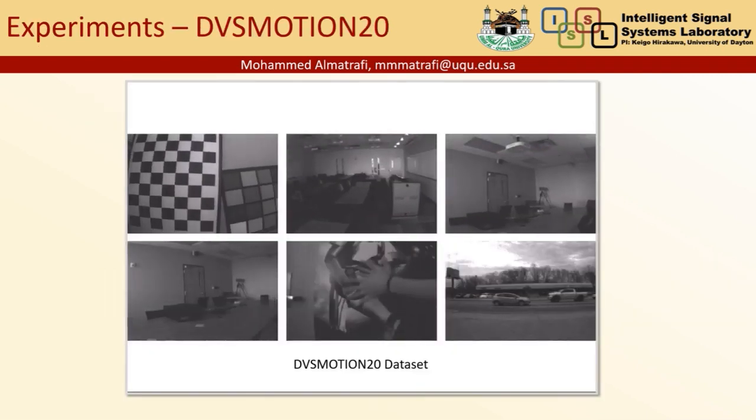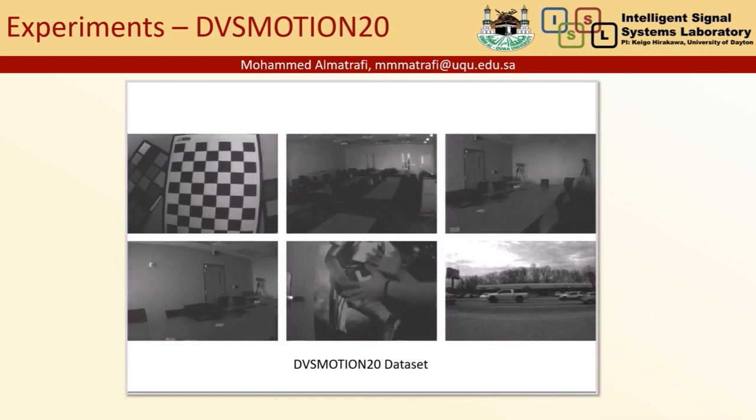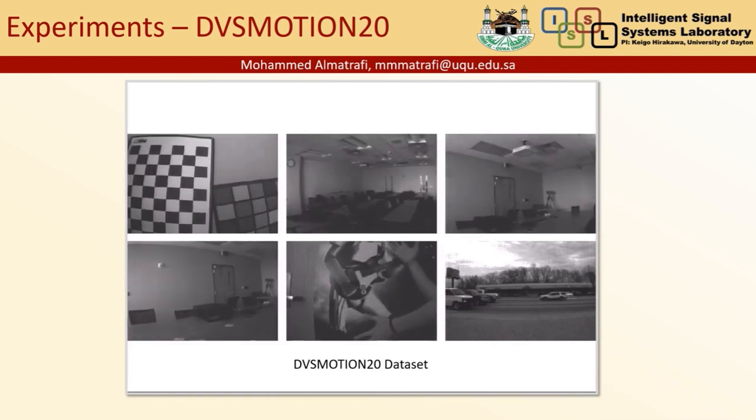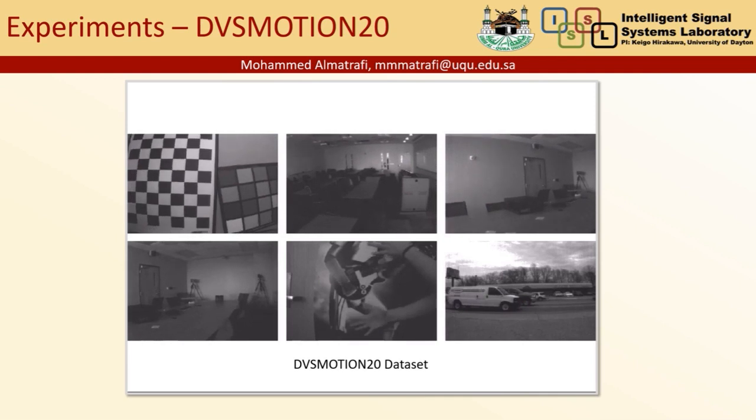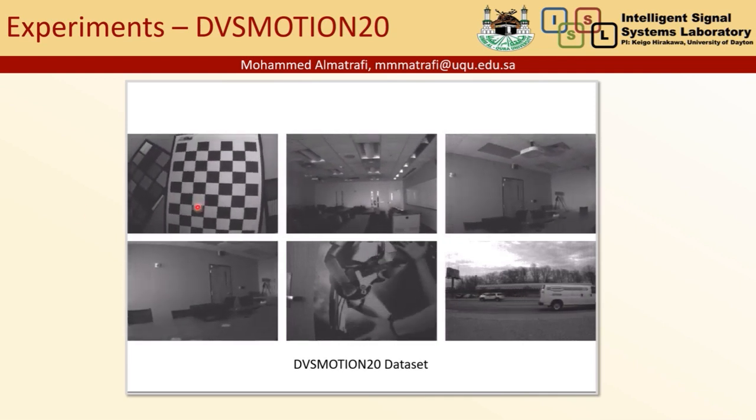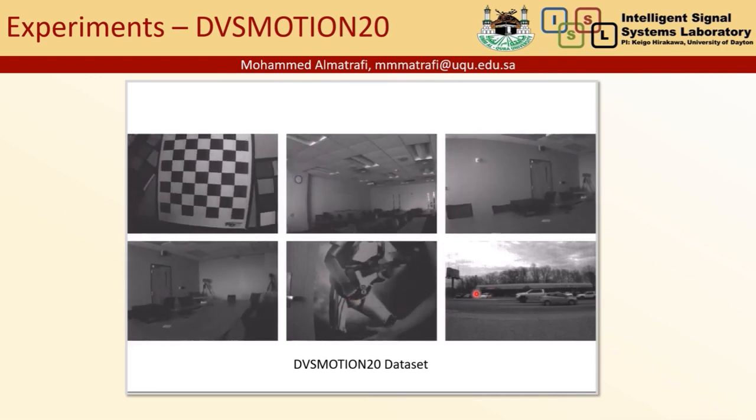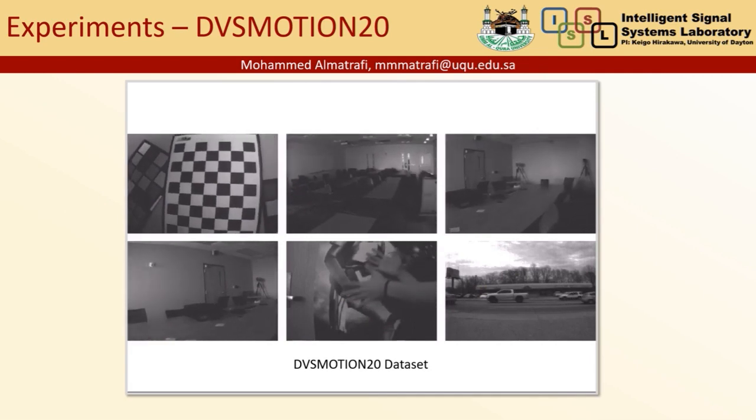For evaluation, we introduced a new optical flow dataset called DFS Motion 20, collected using a DFS hardware sensor. The dataset contains both indoor and outdoor scenes, fast and complex motion, and moving camera and moving objects. The moving camera sequences here have a ground truth recovered from IMU. These last two sequences contain multiple objects moving in opposite directions.